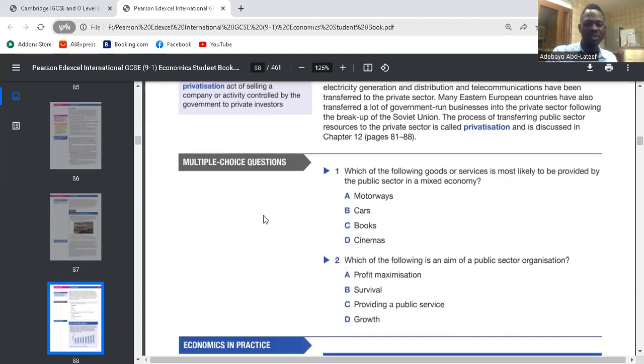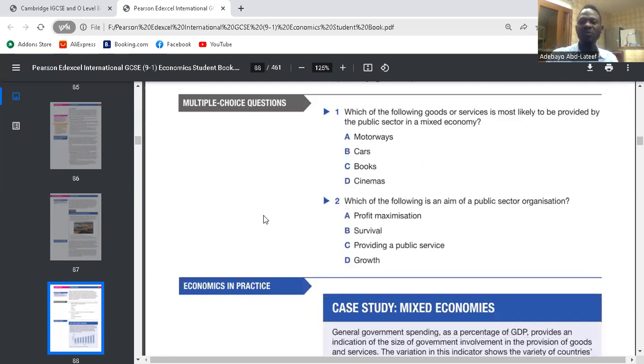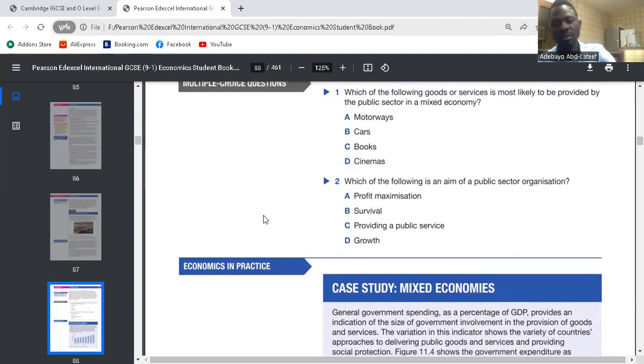So we have the multiple choice question. Which of the following goods or services is most likely to be provided by the public sector in a mixed economy? Providing a public service. Great. So that ends chapter 11.